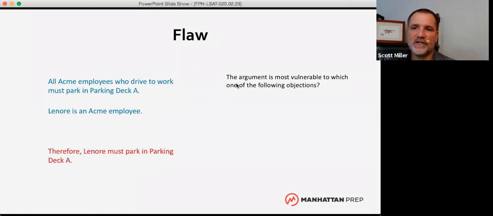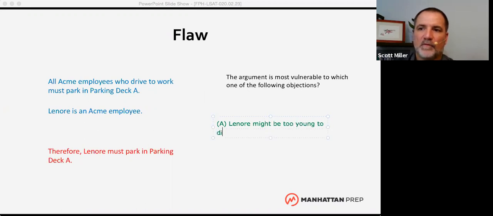So a flaw question is going to say something like, the argument is most vulnerable to criticism on which of the following objections? Okay, so what this is telling you is that the answer choices are possible objections to the argument. So again, what are some objections? Maybe here would be a correct answer: Lenore might be too young to drive. Another possible correct answer would be: Lenore might have a physical condition that prevents her from driving.